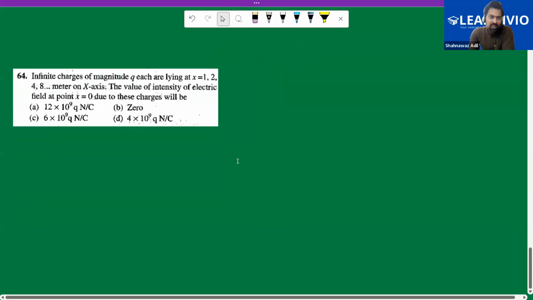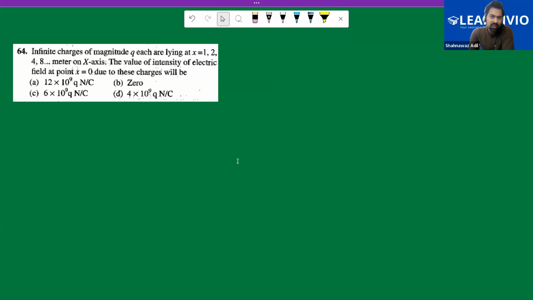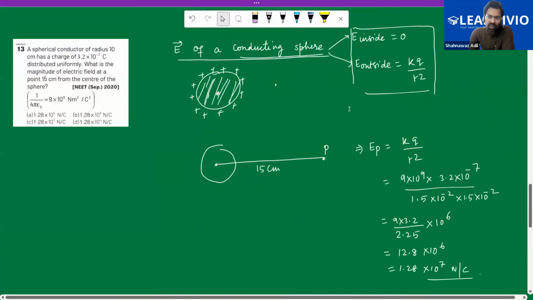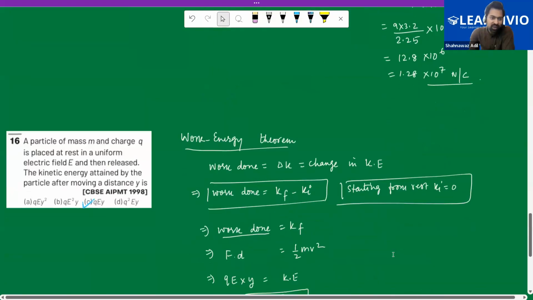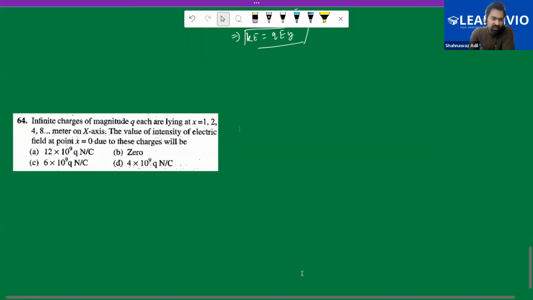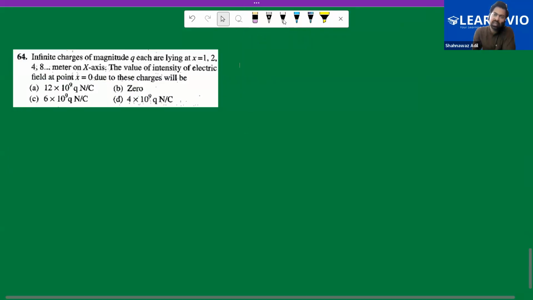Infinite charges of magnitude q each are lying at x equals 1, 2, 4 meters on the x-axis. The value of intensity of electric field at point x equals 0 is, right? So we have to find out the intensity of electric field, and we know that they will follow the superposition method, right?